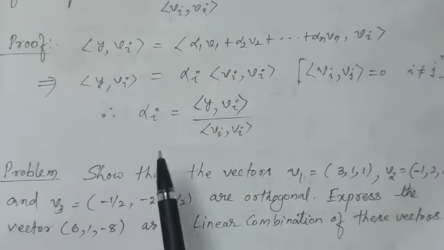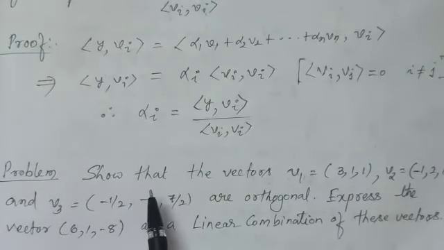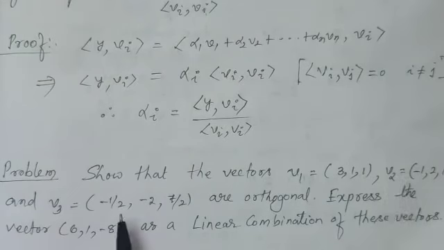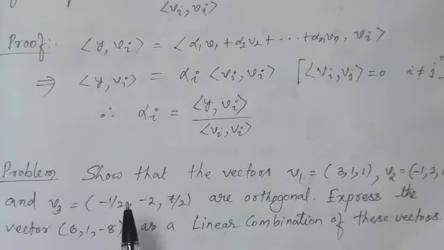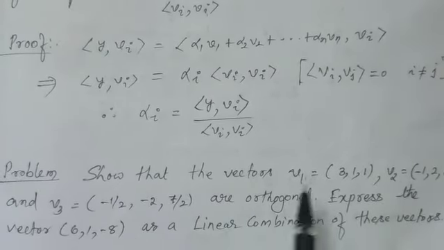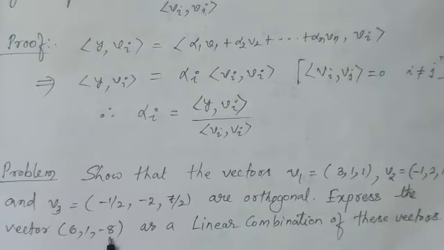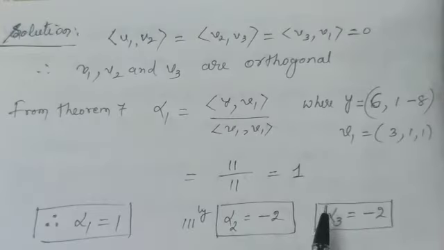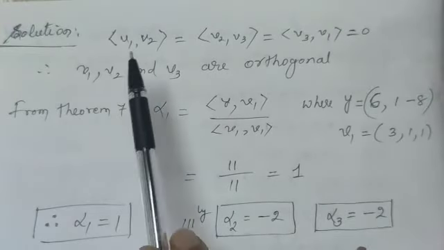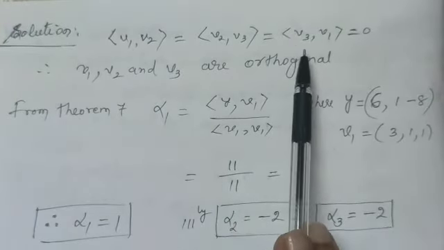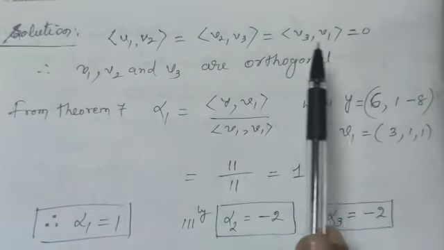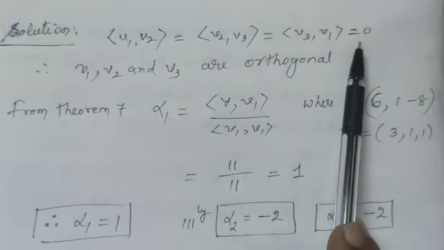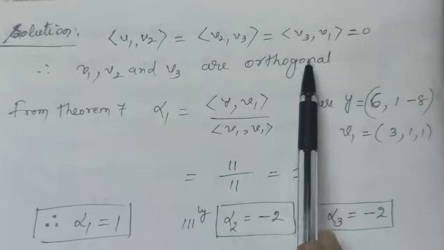Let us discuss a problem based on the previous theorem. Show that these vectors are orthogonal and the vector (6, 1, -8) can be expressed as a linear combination of these three vectors. So how to express (6, 1, -8) as a linear combination of these vectors? It is easy to verify that the inner product of each pair of vectors is equal to 0. That means v1, v2, v3 are orthogonal.